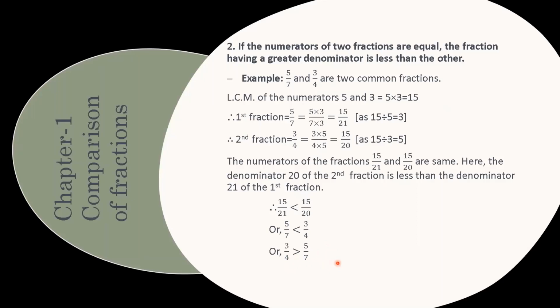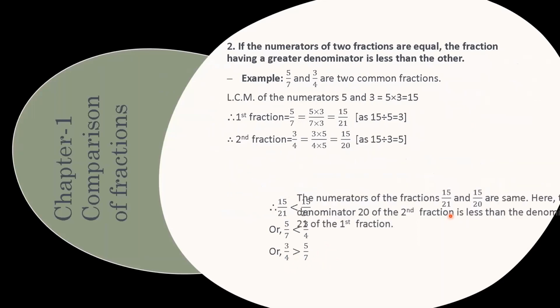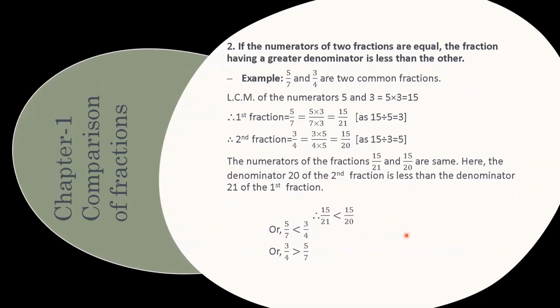So this is the comparison of fractions, my dear, and these are the two things. At first in one we have made the denominator same, and here we have made the numerator same. As you can see in this example, at first we found the LCM, then for the first fraction and the second fraction we made the numerator the same, that is 15, and after that we got 5 divided by 7 less than 3 divided by 4, or 3 divided by 4 is greater than 5 divided by 7.